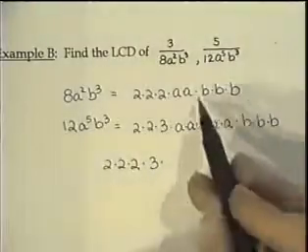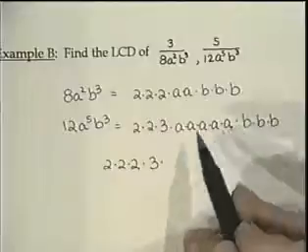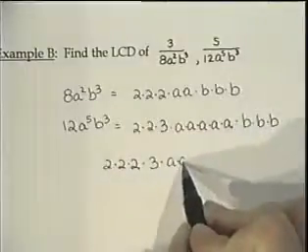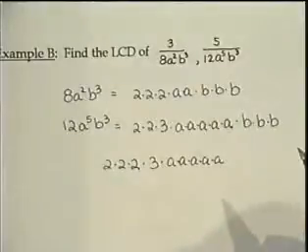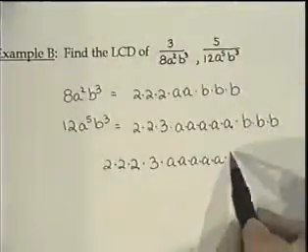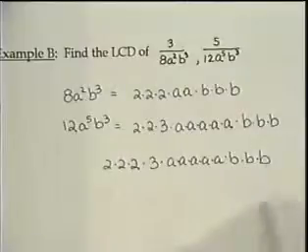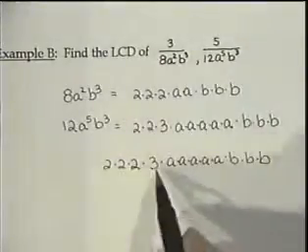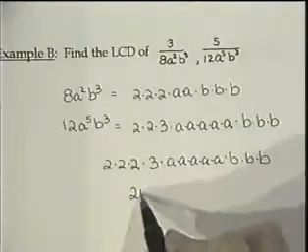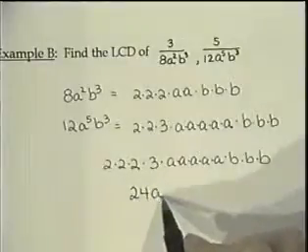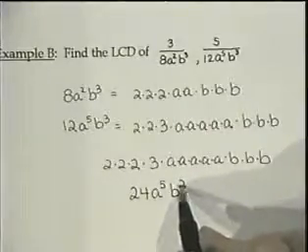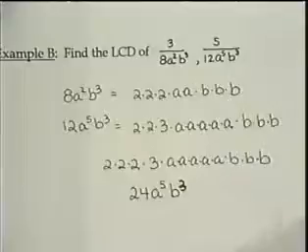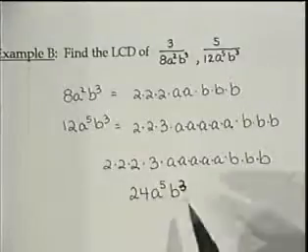And let's go to the a's. 2 a's versus 5 a's. Well, clearly 5 a's is more than 2 a's, so we're going to list 5 a's. And 3 b's in both cases, so 3 b's is the most the b's occurred. Multiplying this out, you get 8 times 3, which is 24, a to the 5th, b cubed. Sorry about that, because there's 3 b's. And that is the least common denominator.